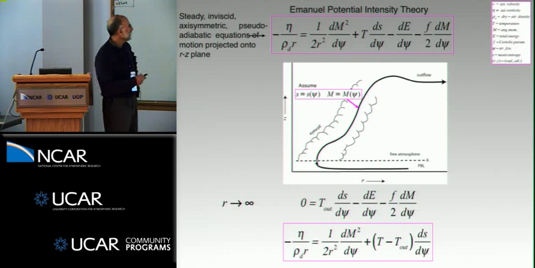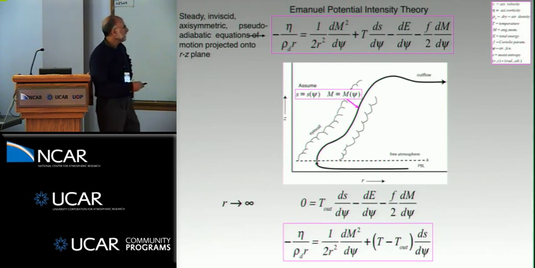are basically, since we've assumed inviscid, adiabatic, pseudo-adiabatic flow above the boundary layer, these things are both functions of the stream function. So if you know these things along a stream function line, they just become numbers that are invariant along those lines.